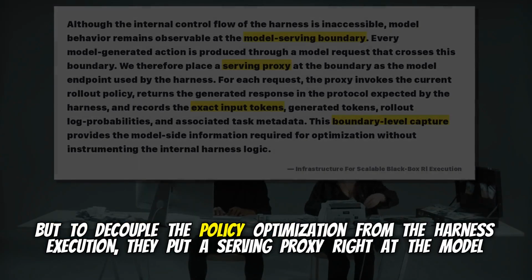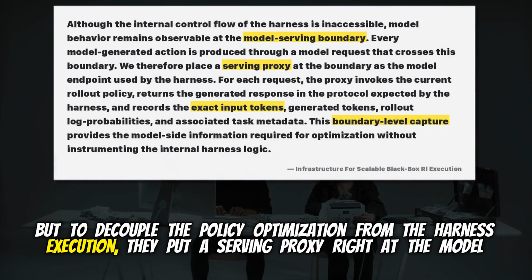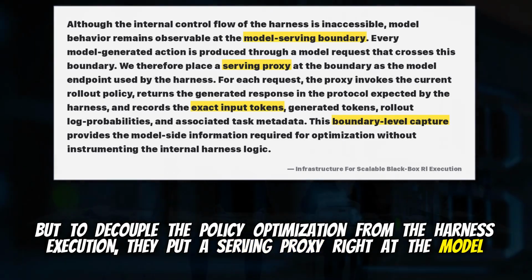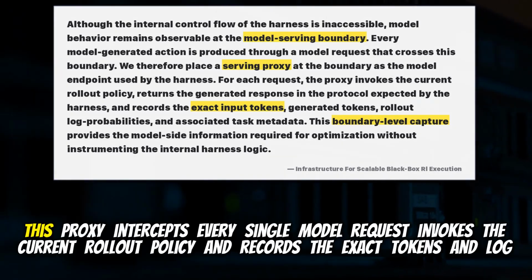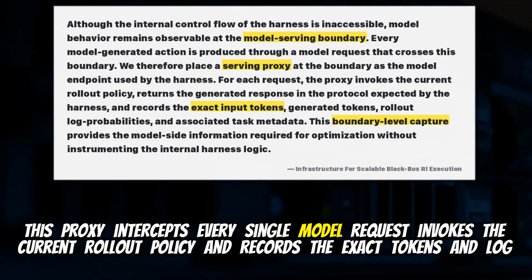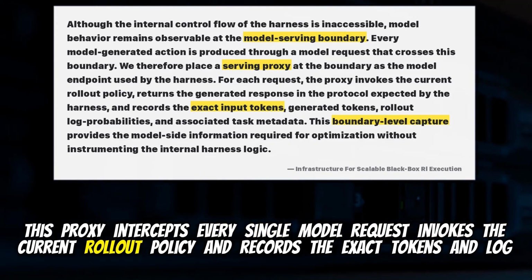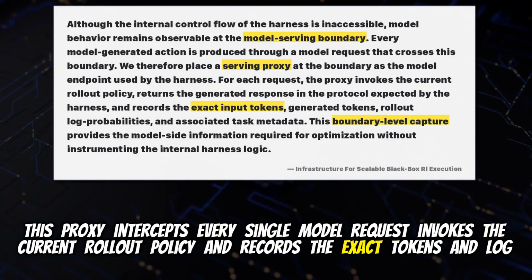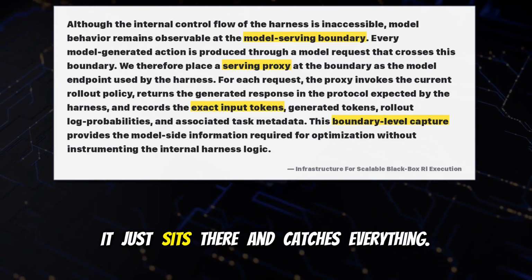But to decouple the policy optimization from the harness execution, they put a serving proxy right at the model boundary. This is the critical piece. Yeah, this proxy intercepts every single model request, invokes the current rollout policy, and records the exact tokens and log probabilities. It just sits there and catches everything.